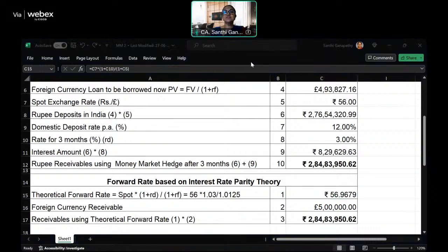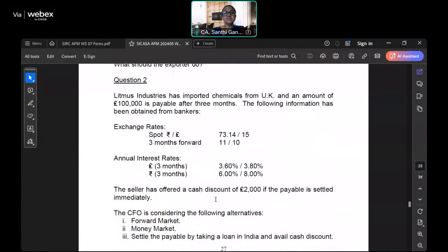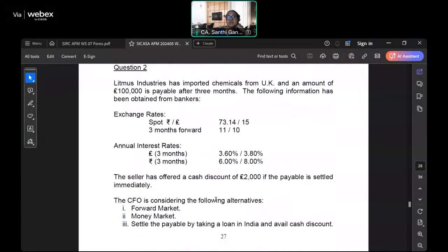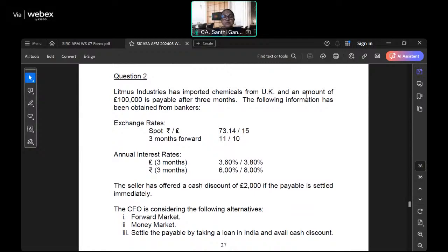Now this is the case of an export receivable, foreign currency receivable. Next we can look at this. This is the question of foreign currency payable when a company has imported. Litmus Industries has imported chemicals from UK and an amount of 1 lakh or 100,000 pounds is payable after 3 months. Following information has been obtained. Exchange rate is there. Annual interest rate is there.